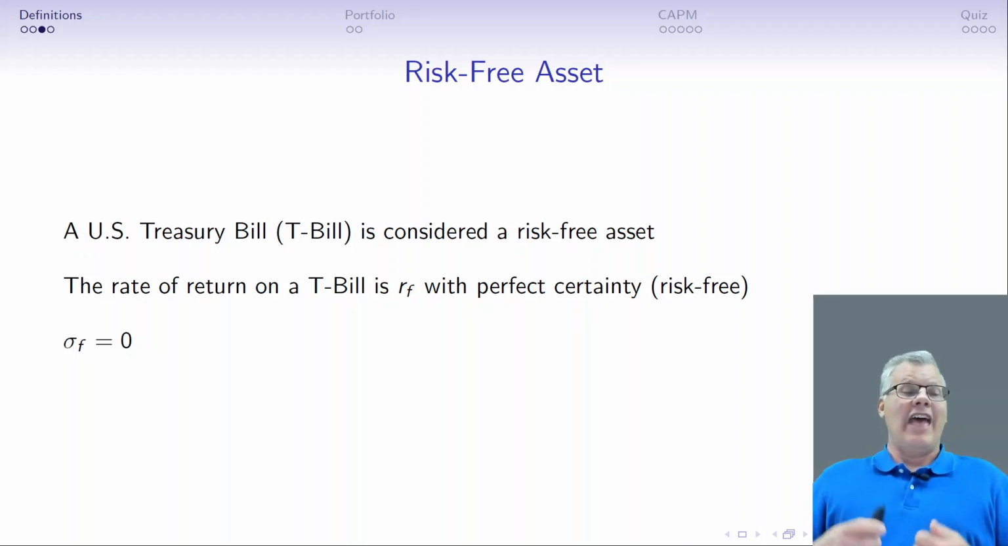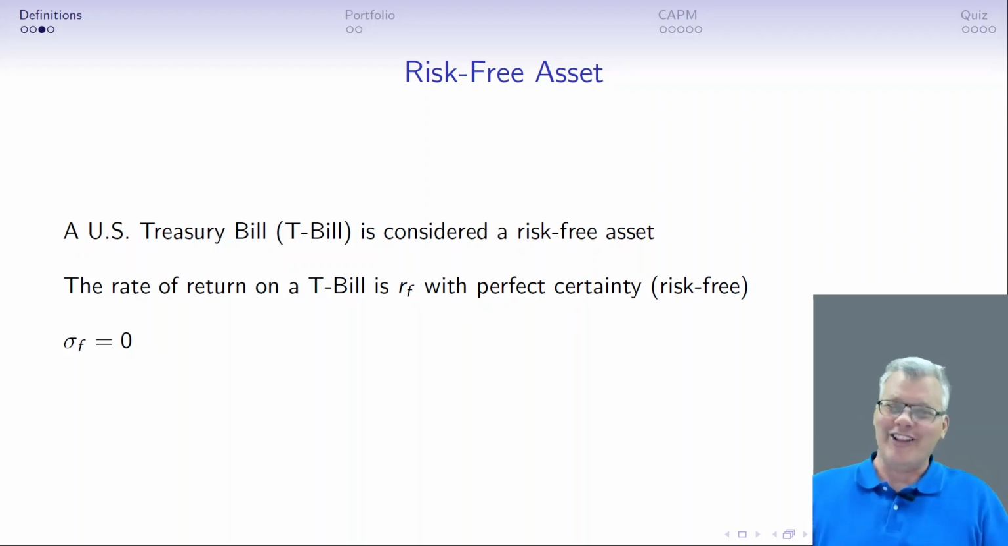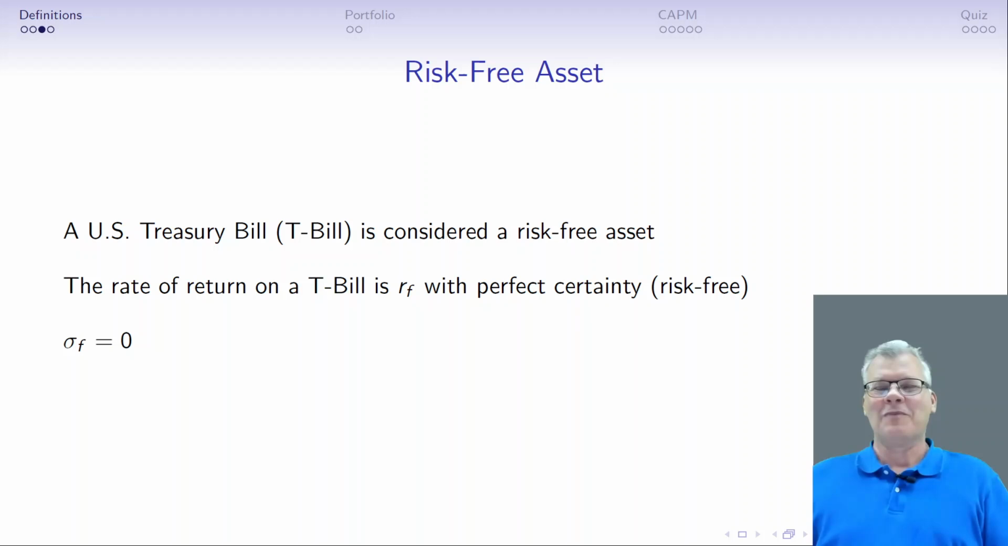Right? So it's considered extremely unlikely that the U.S. government is going to default within the next 90 days. At least historically, that's been the assumption. So the Treasury bill is considered a risk-free asset.